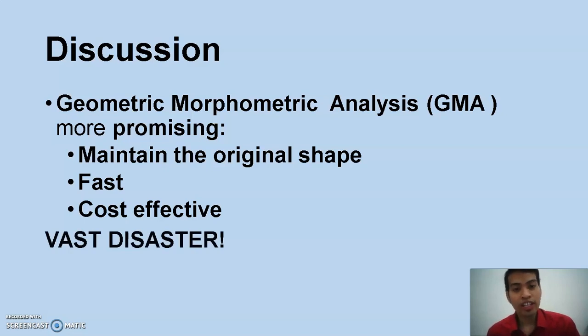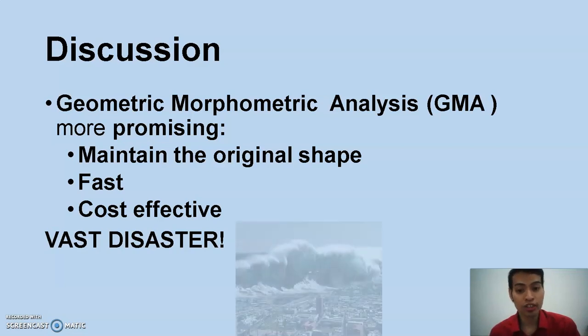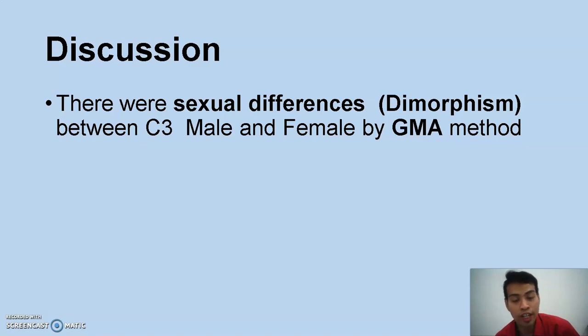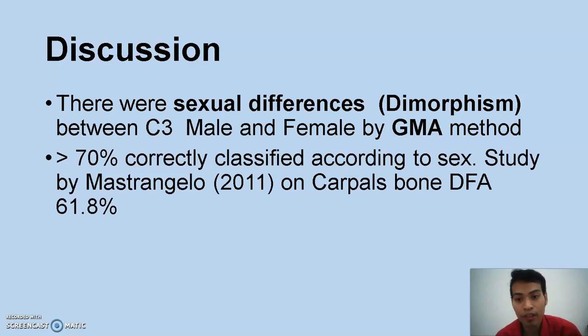In addition, it is a highly conducive method to be implemented, especially in conditions where massive data is needed, such as in vast disaster phenomena like tsunamis and earthquakes. Our study has found that there was a significant difference between male and female in terms of third cervical vertebra morphology by the geometric morphometric analysis method.